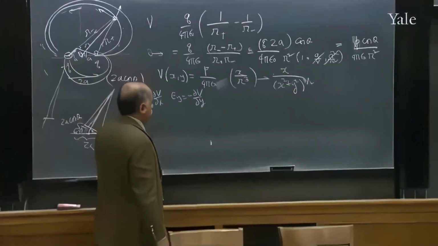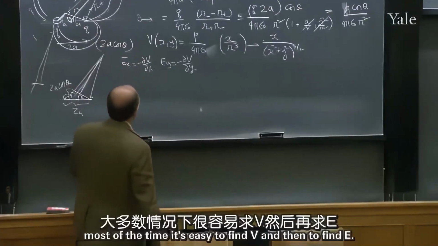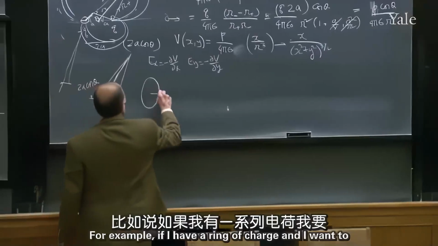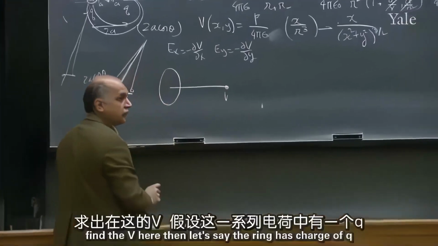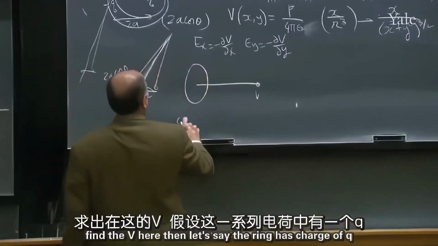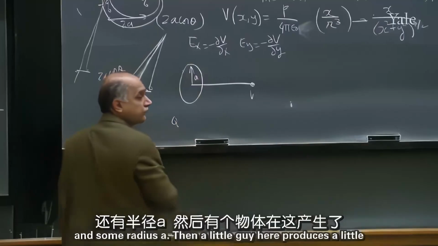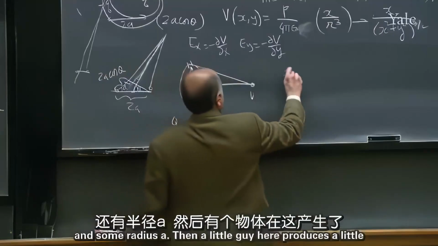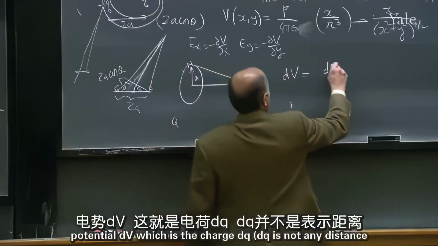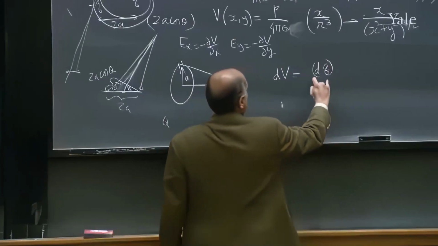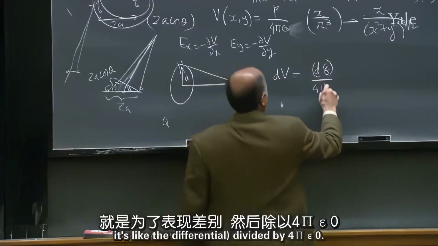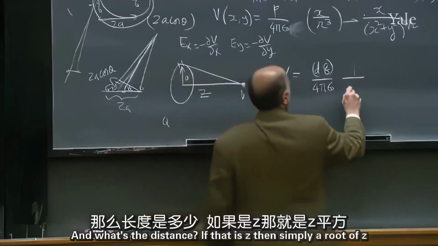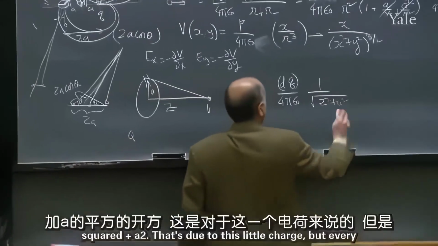In other problems, most of the time, it's easy to find V and then to find E. For example, if I have a ring of charge and I want to find the V here, then let's say the ring has charge Q and some radius a. Then a little guy here produces a little potential dV, which is the charge dq, the differential, divided by 4 pi epsilon 0. And what's the distance? If that is z, then it's simply root of z squared plus a squared.